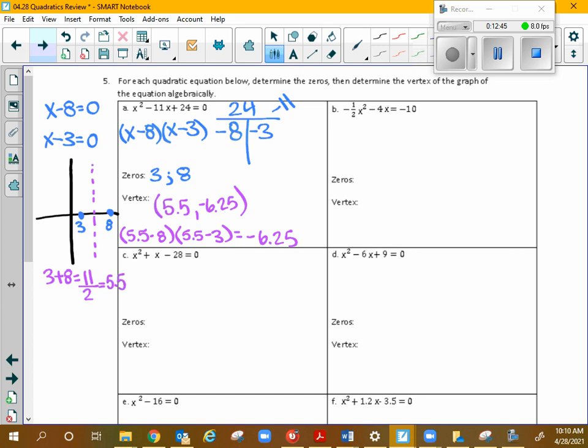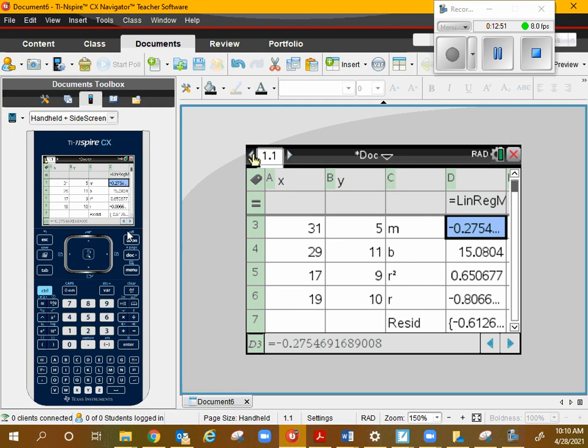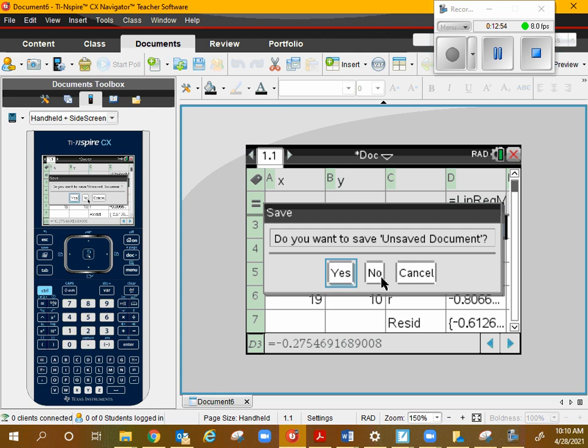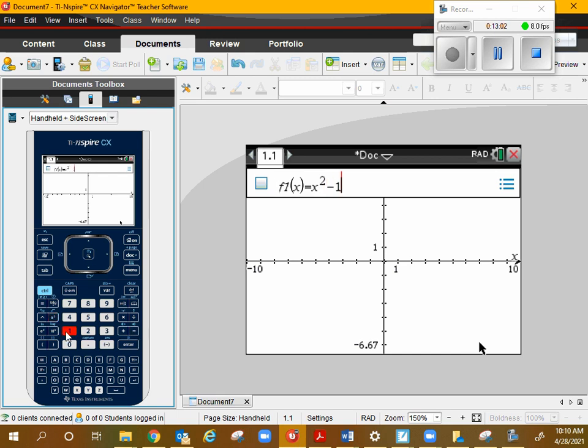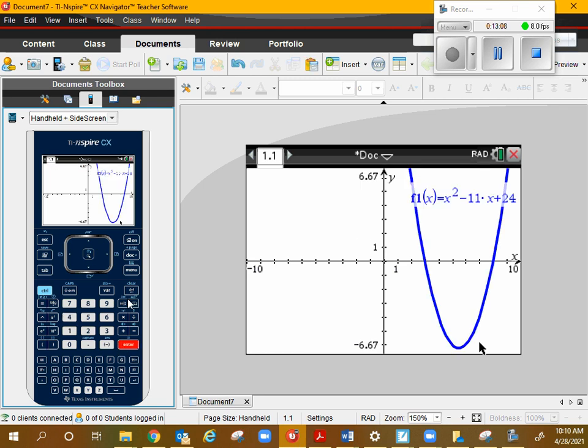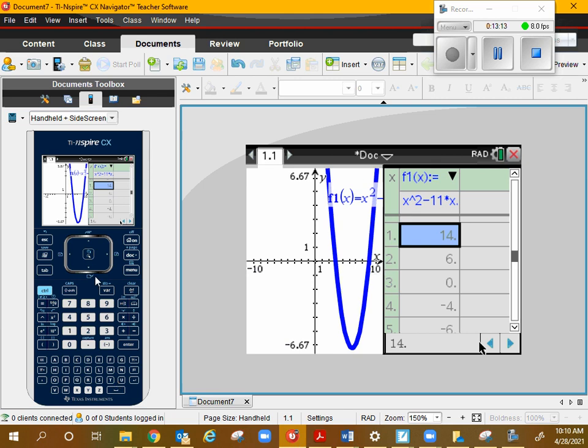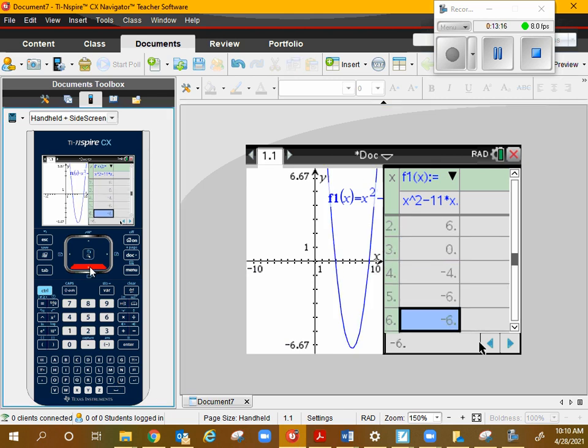All right, here we go. Calculator is up. What was my function? X squared minus 11x plus 24. Enter. Okay, so there's my parabola. Let's just double check. Control T. You see how all your x values are whole numbers. So I know it's 5.5, negative 6.25, but see how we can't see that value in between? We know it's there, but we don't know what it actually is.